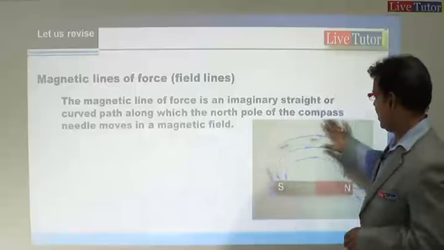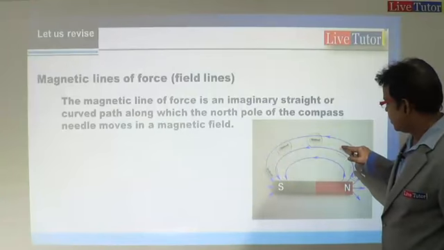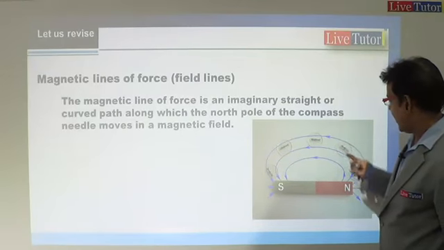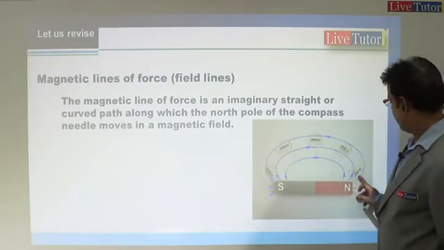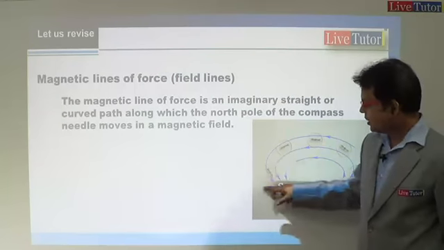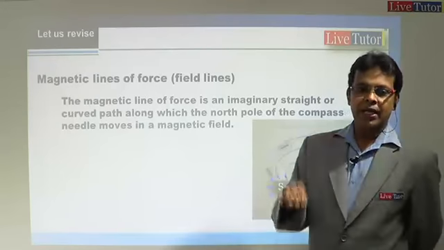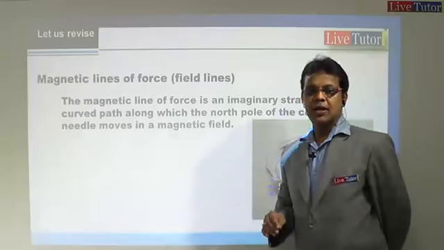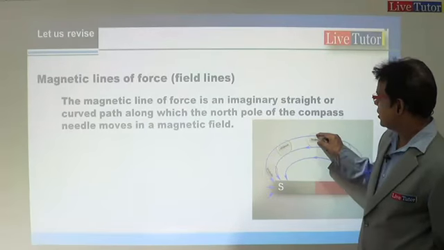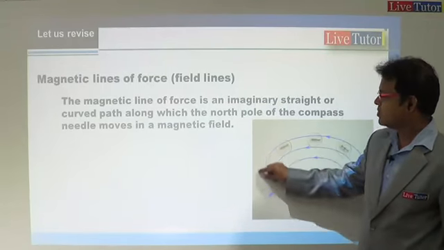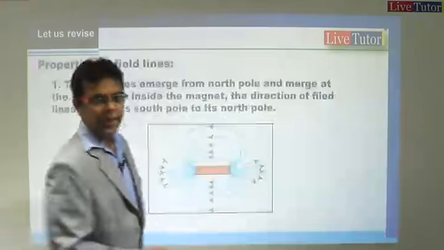If this is the magnetic field, you can see that this is the magnetic compass we have kept here, and the pointer, north pole of this magnetic needle is showing. So this is the imaginary curved or a straight path. Here we can see that it is only a curved path, but if it is a uniform magnetic field, there won't be any curved line, there will be only straight lines. So in that point, how the north pole or the needle of the magnetic compass is moving in the magnetic field, that is nothing but the magnetic lines of force, isn't it?